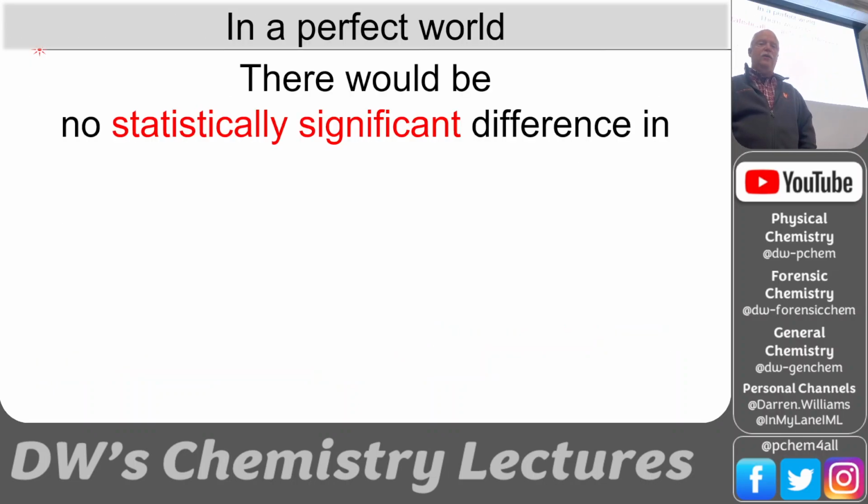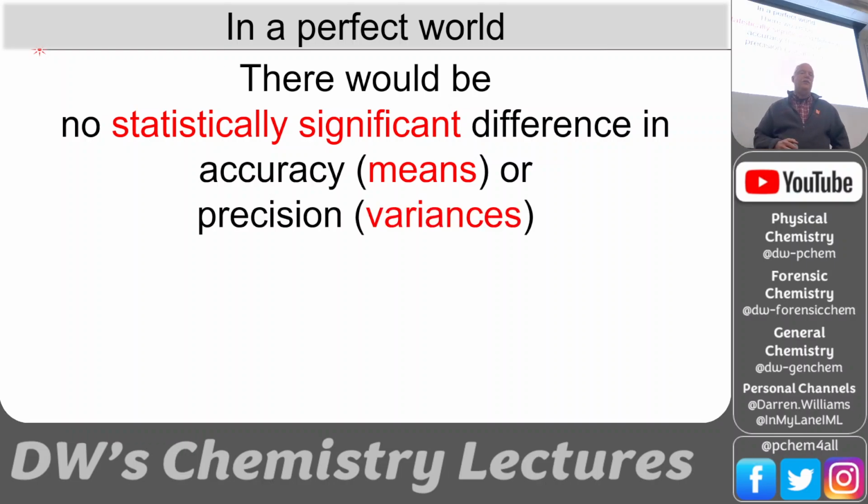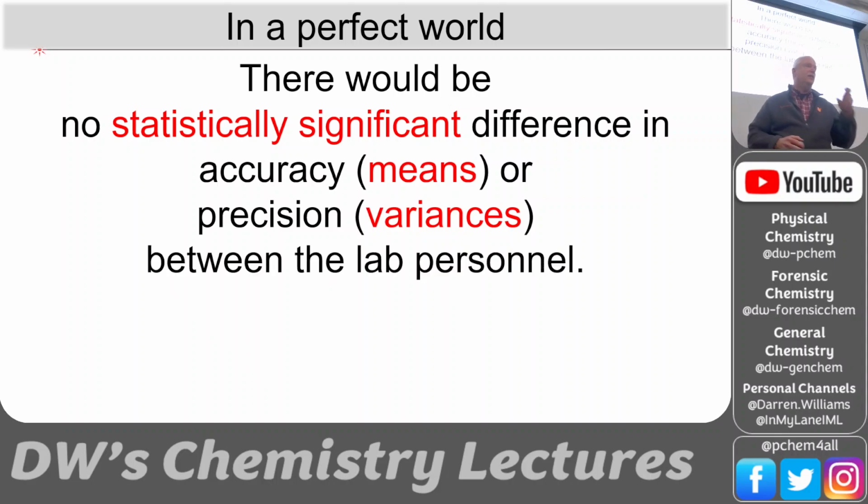So in a perfect world, there'd be no statistically significant difference between the accuracy, which we measure with the means, or the precision, which we measure with the variances, between the lab personnel. So that would be ideal. And of course, we can get close to that. We'll never have a perfectly ideal world, but we can get close to that. And that's why we do trainings and certifications and all of that. We want everybody to be competent and reliable.